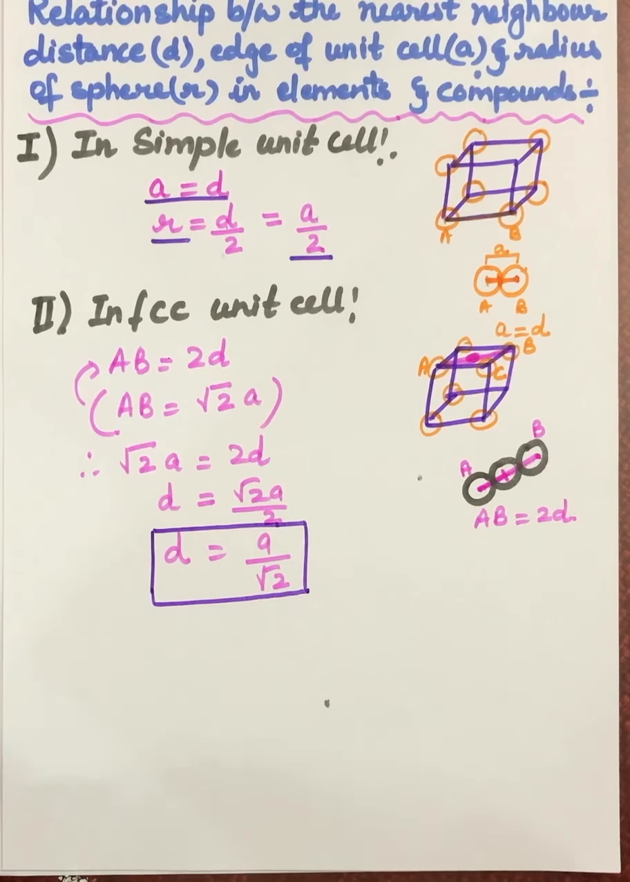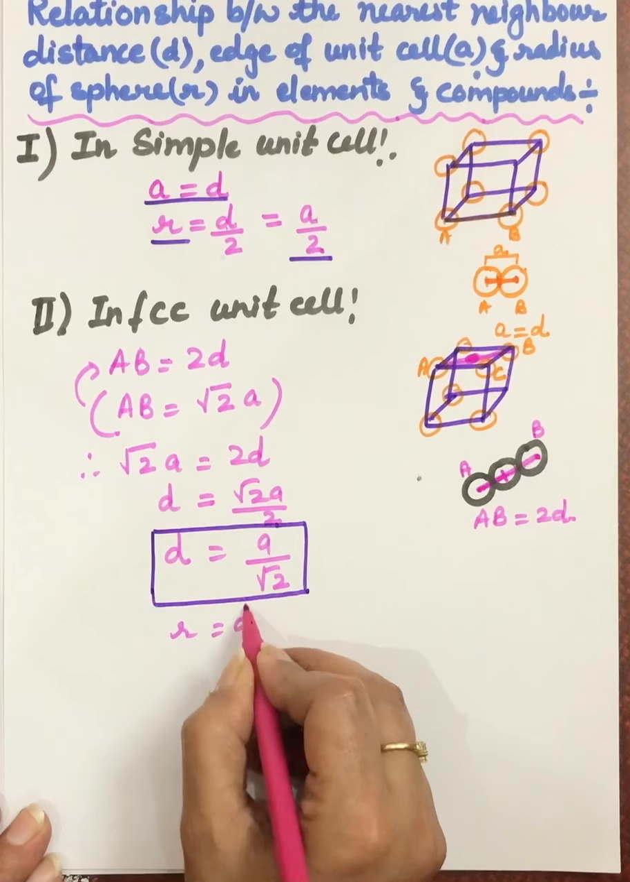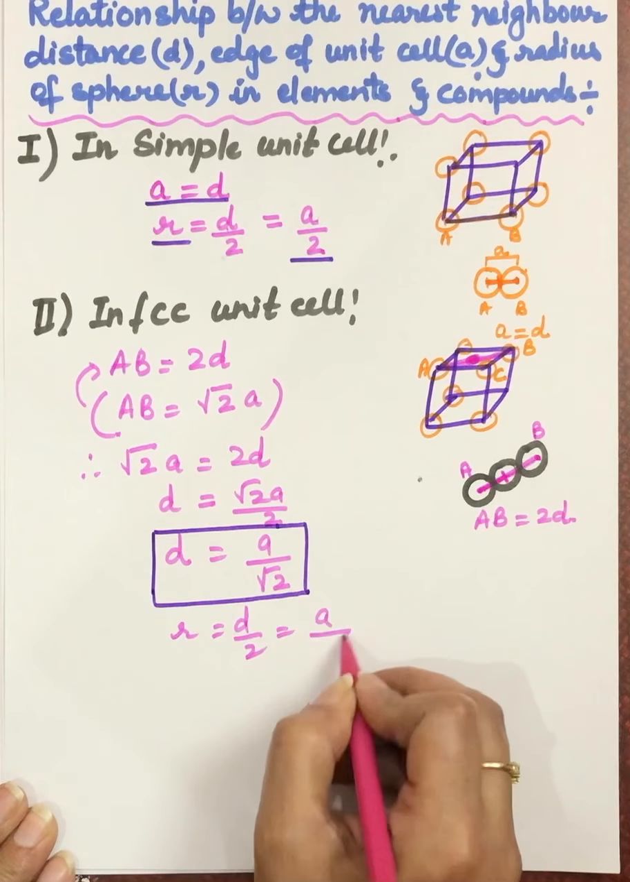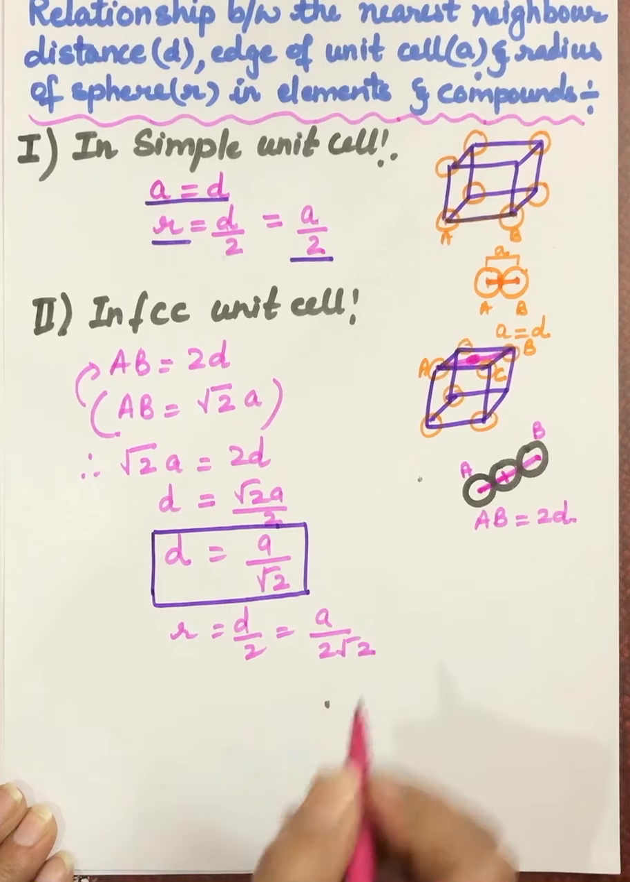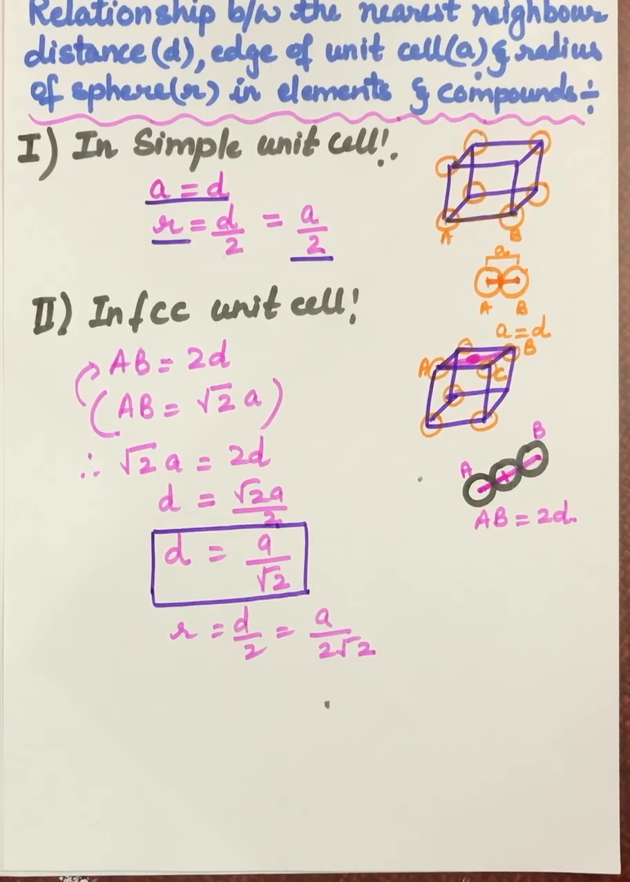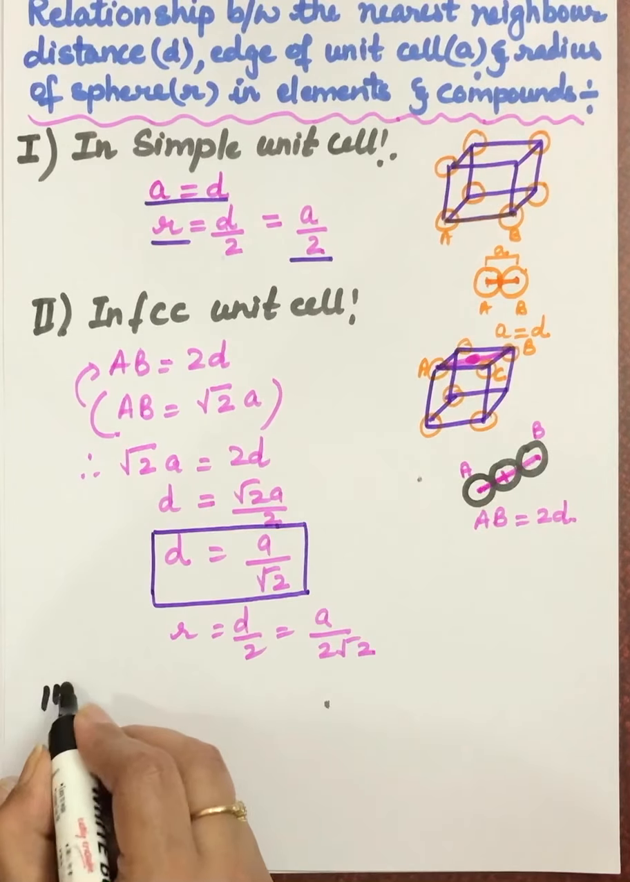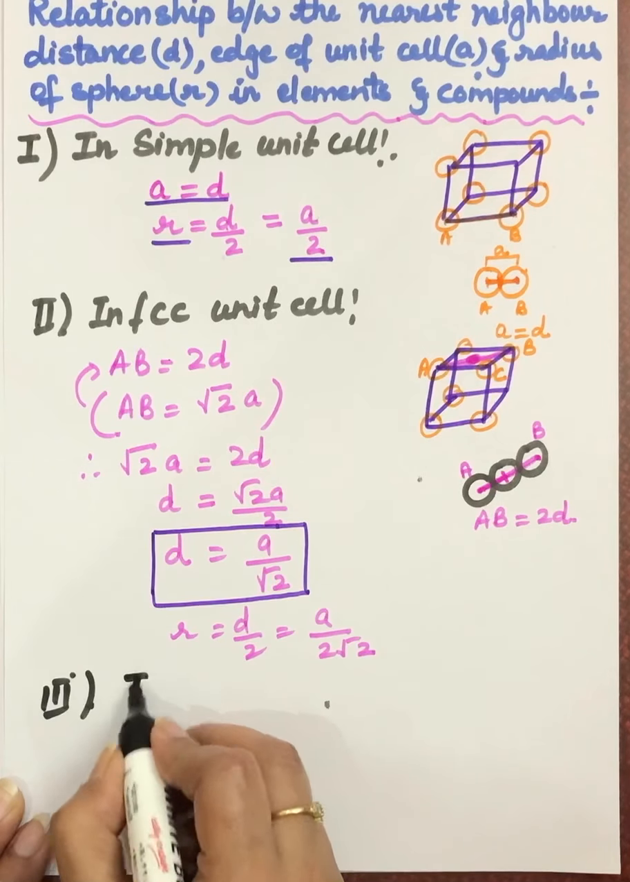And R is half of the D. That means this is A by 2 root 2. This is for FCC unit cell. Now third is the BCC unit cell.